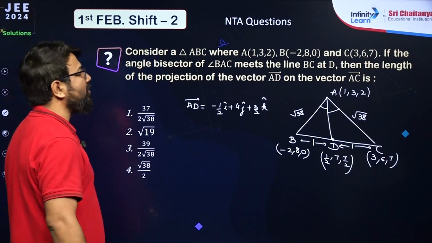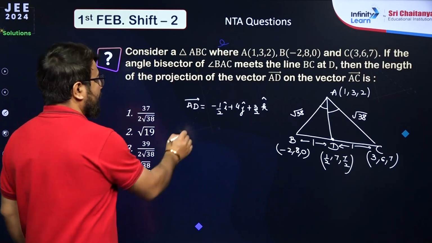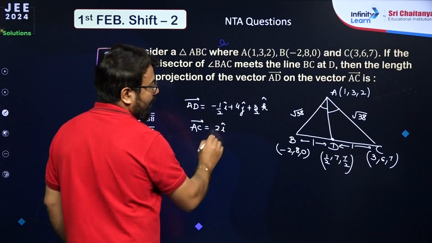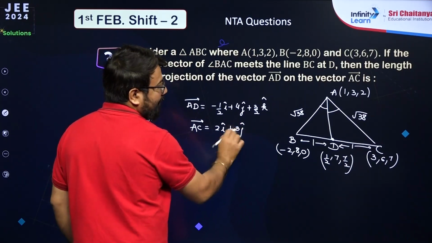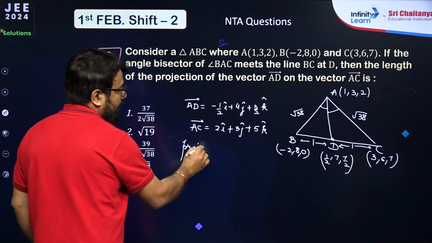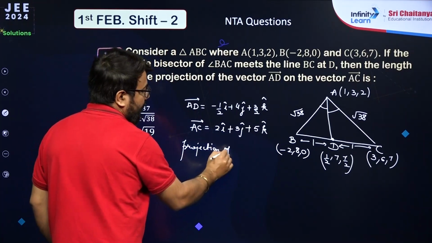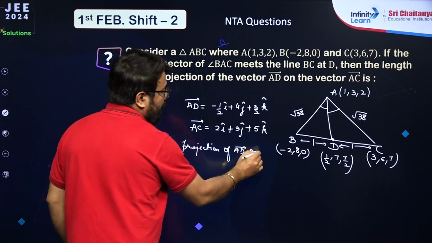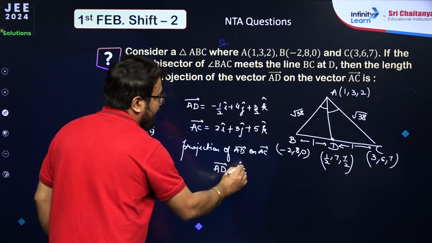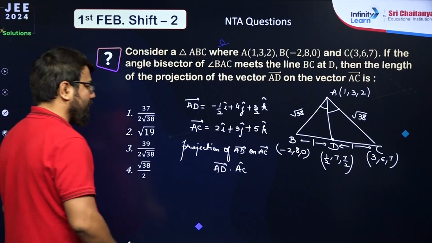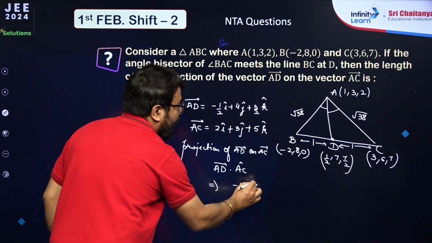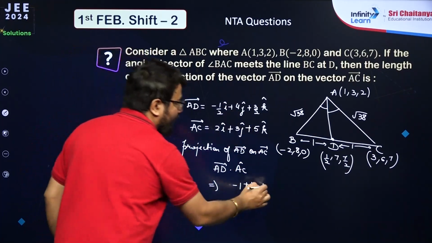Now we want to take the projection of the AD vector on the vector AC. So what is the AC vector over here? AC vector will be 3 minus 1, that is 2 i cap, 6 minus 3, that is 3 j cap, and 7 minus 2, that is 5 k cap. The projection of AD vector on AC vector will be AD dot AC cap, which means we take the dot product of these two. So it will be minus 1, then 12, then 15/2.